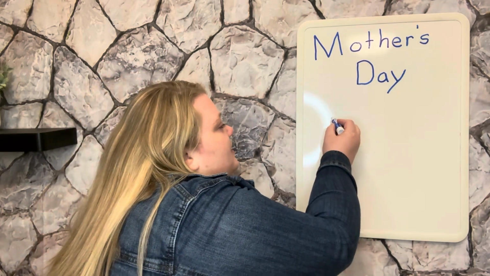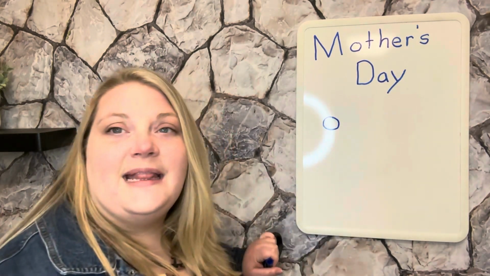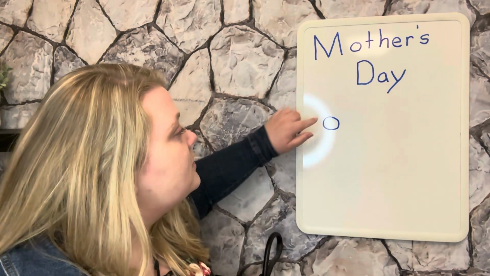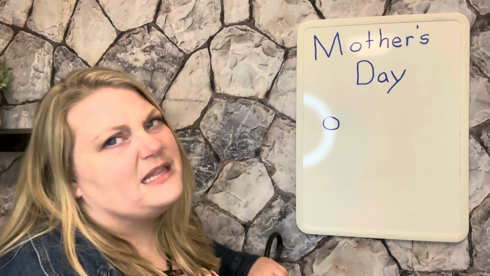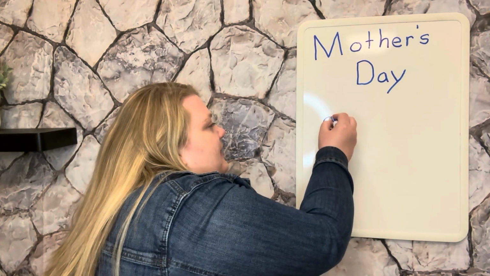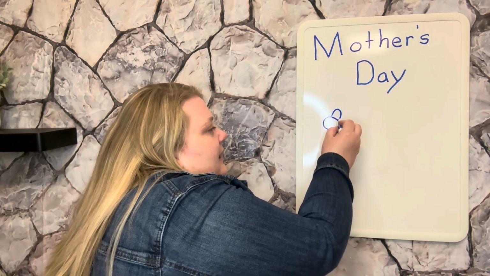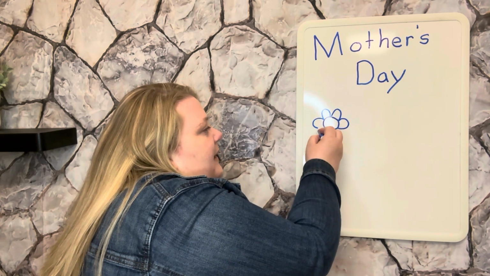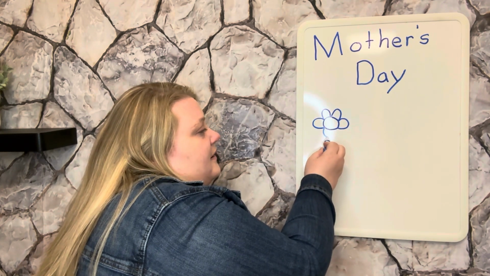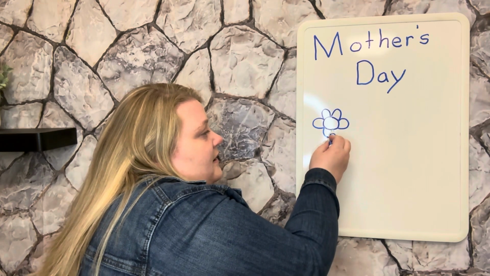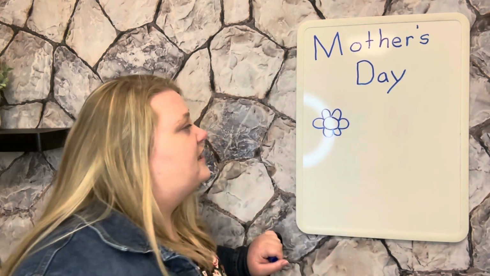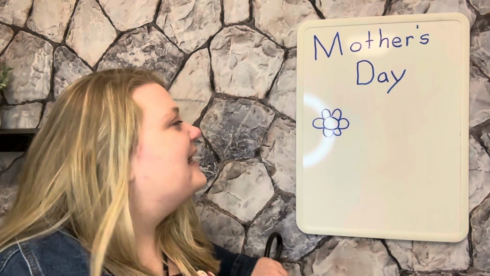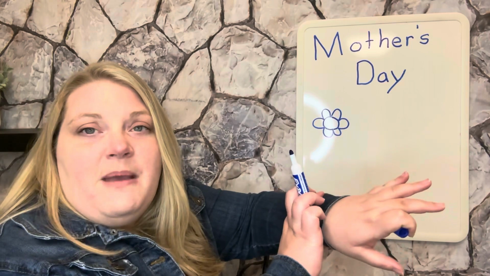Okay? So to make a flower, first I'm going to start with a little circle. And then I'm going to make little rainbows all the way around to be the petals. So I make a little rainbow, and a little rainbow, and a little rainbow, and a rainbow. So I'm starting on the circle, come around and touch. So there's my flower.